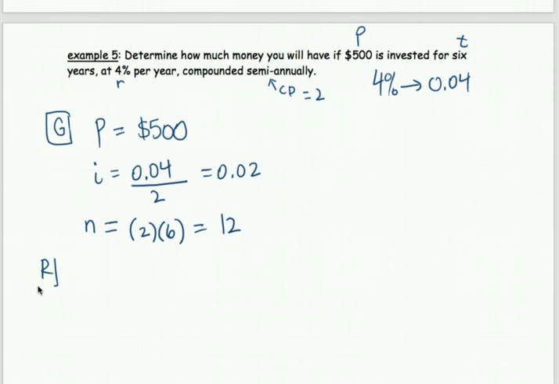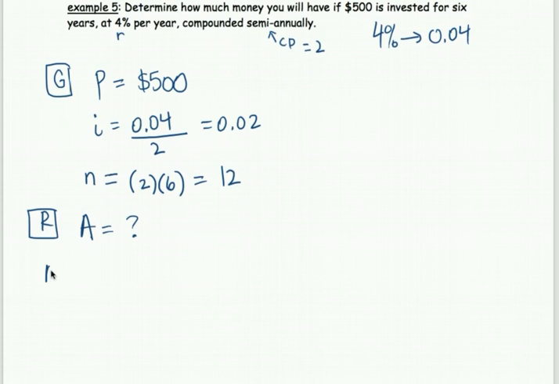We need to find what? How much money will you have? That's the future value, the final amount, so that's what you have to find. A is analyze. Analyze the situation and figure out what you're going to do. We're going to use our formula here. You don't have to memorize it; I'll provide that to you on tests and quizzes.